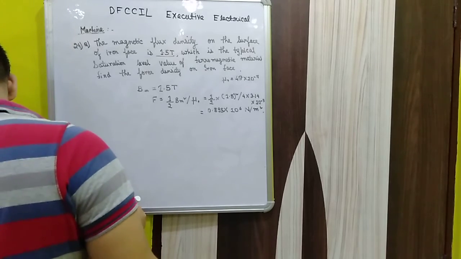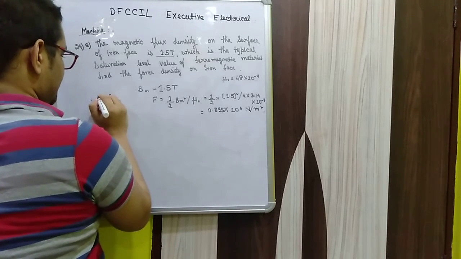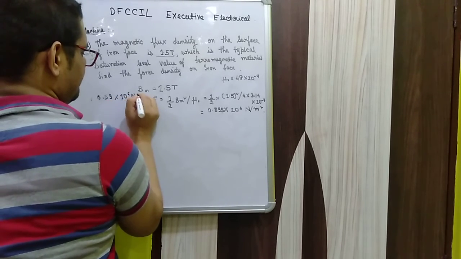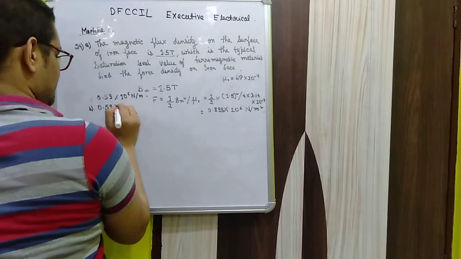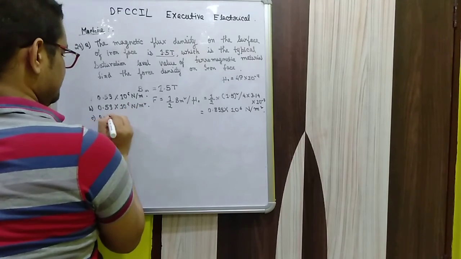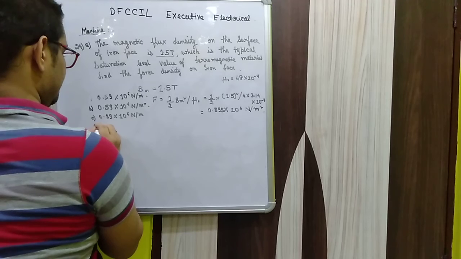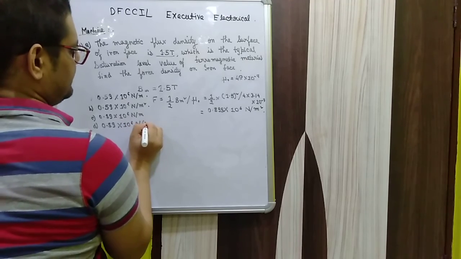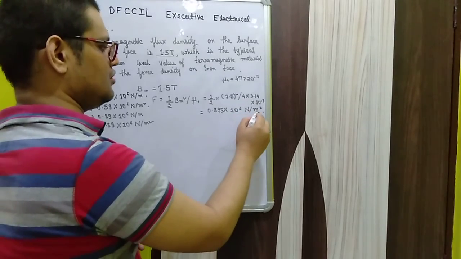I am writing the four options which were given here. Option A was given 0.59 into 10 to the power 6 Newton per meter. Option B was given 0.59 into 10 to the power 6 Newton per meter square. Option C was given 0.89 into 10 to the power 6 Newton per meter. Option D was given 0.89 into 10 to the power 6 Newton per meter square. So option D would be the correct answer for this, 0.95 into 10 to the power 6 Newton per meter square.